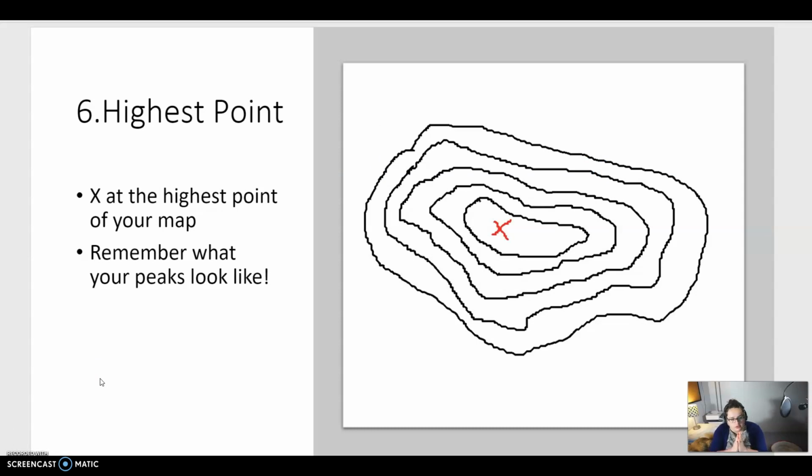Okay, another point I want you to do is mark an X at the highest point of your map. And I just gave you an idea of what that would look like here. I drew a mountain. It was from my first slide when I showed you contour lines. I marked an X at the top of the mountain because that was my highest elevation point. And remember that our peaks are going to be looking like that closed circle at the top with no other lines in the middle. It's at the peak.